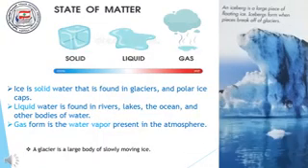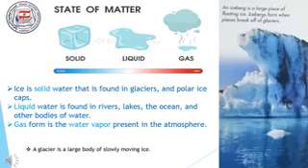Water exists as a solid, liquid, and gas. Ice is a solid water that is found in glaciers and polar ice caps. Liquid water is found in rivers, lakes, the ocean, and other bodies of water. Gas form is the water vapor present in the atmosphere.